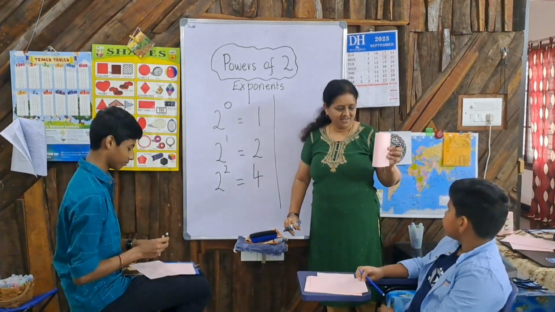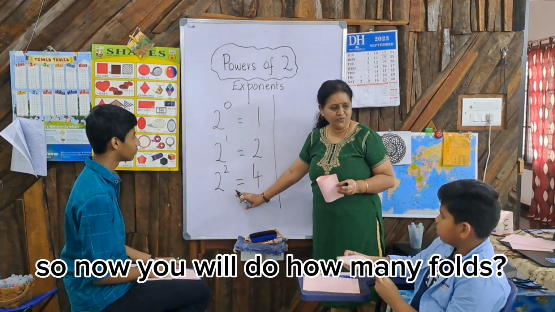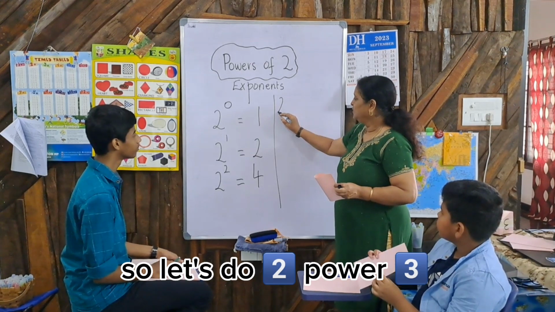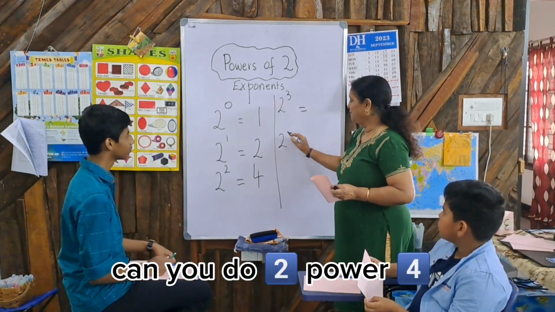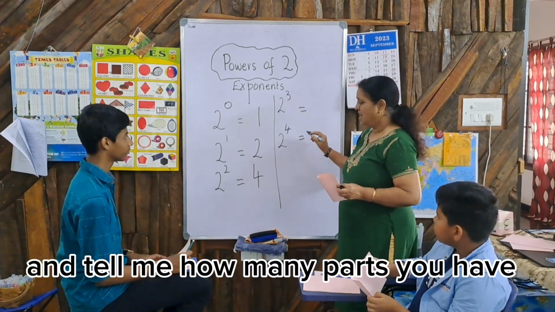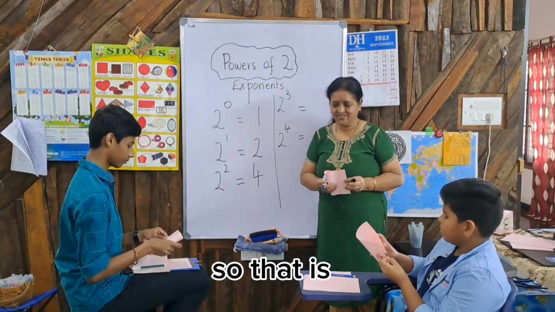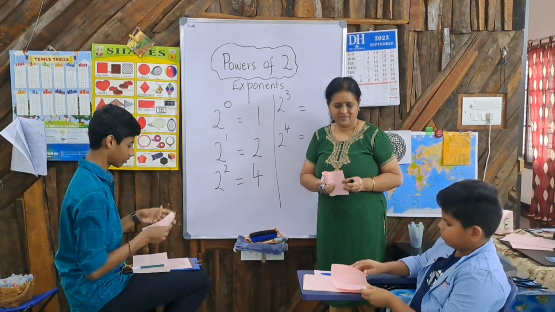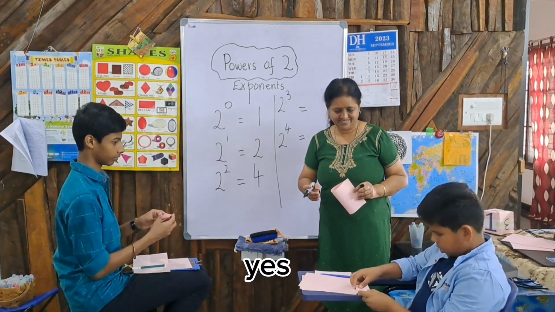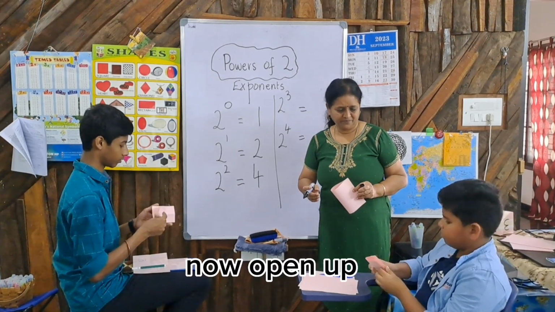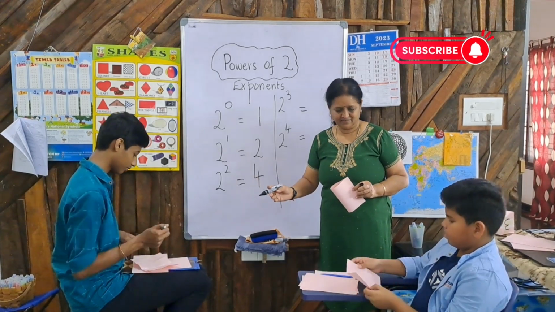Is that okay? Now, Samrit, he has done 2. So now you will do how many folds? 3. So let's do 2 power 3. Okay? And Surya, can you do 2 power 4 and tell me how many parts you have? So that is? 2. Yes. Now open up. You got 4 parts? Yes. Label it.